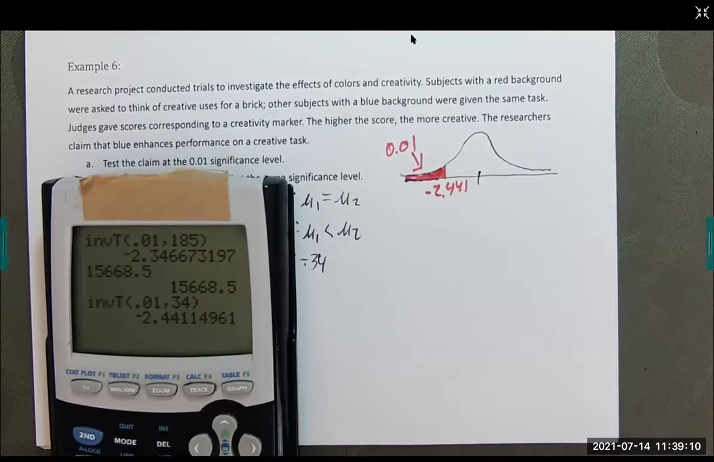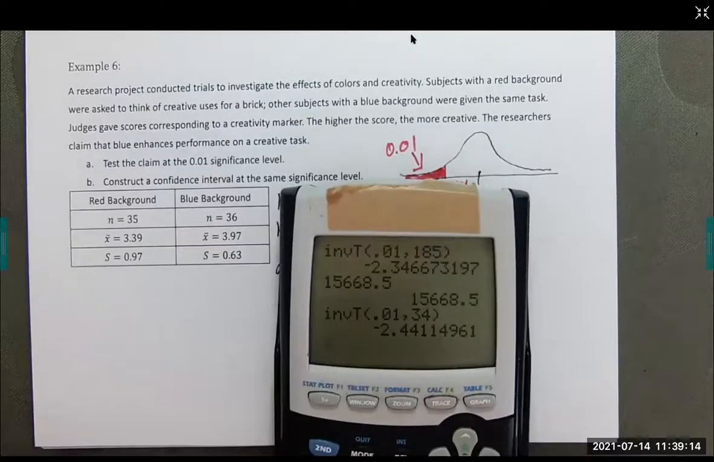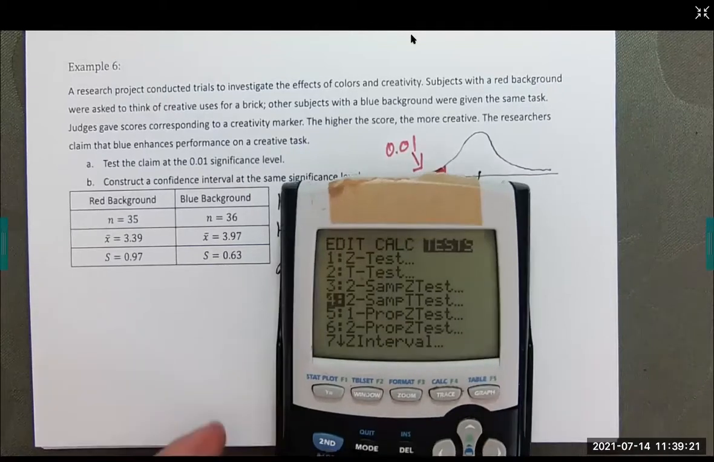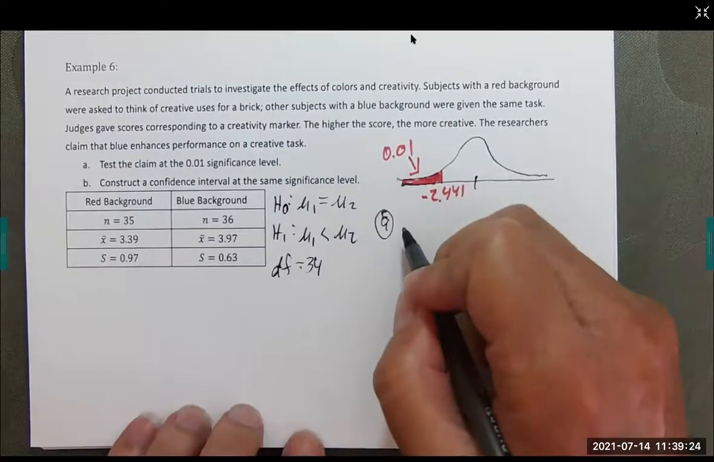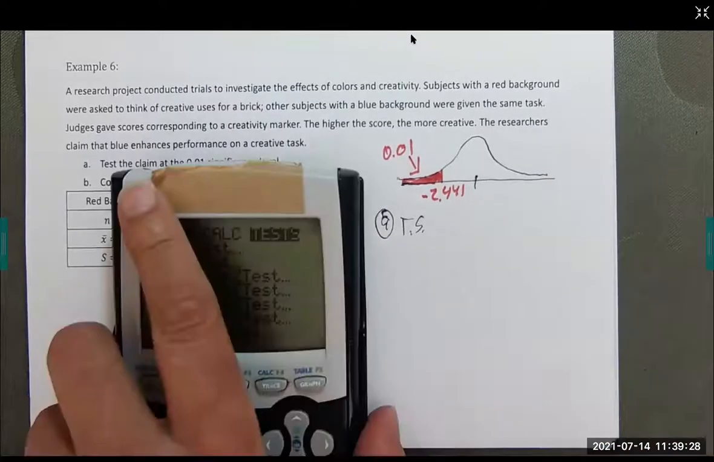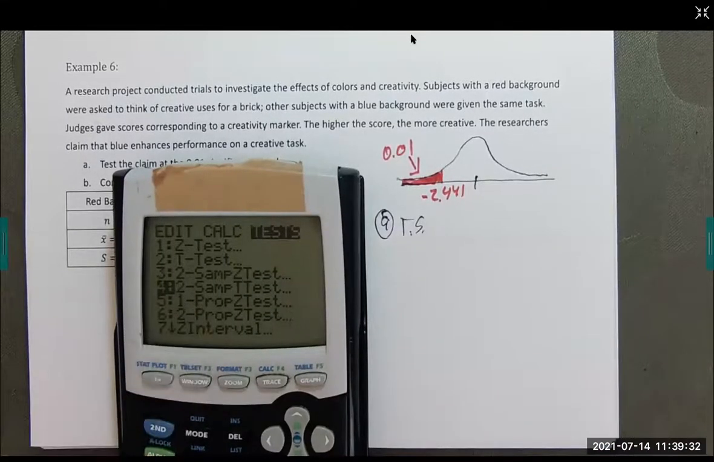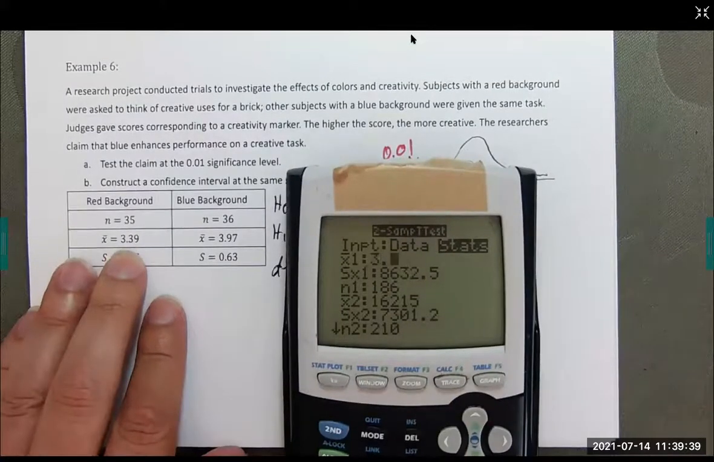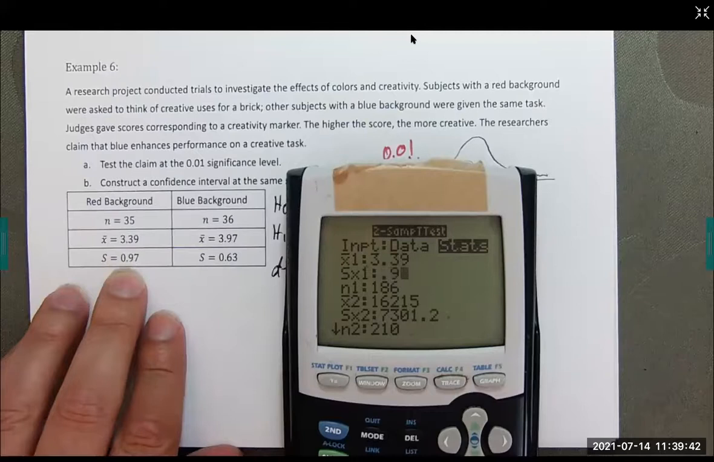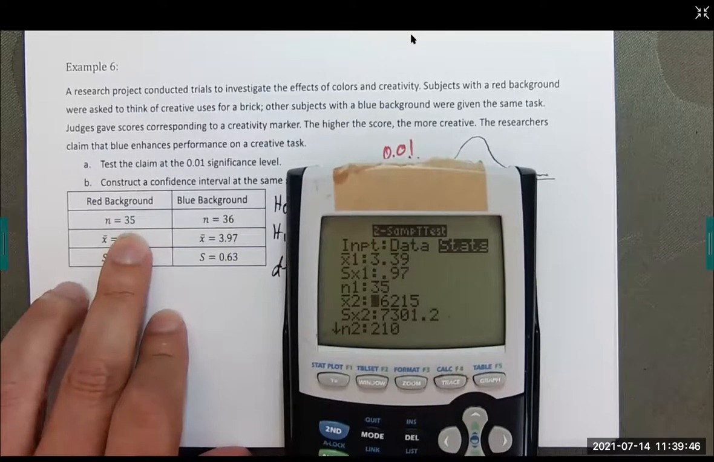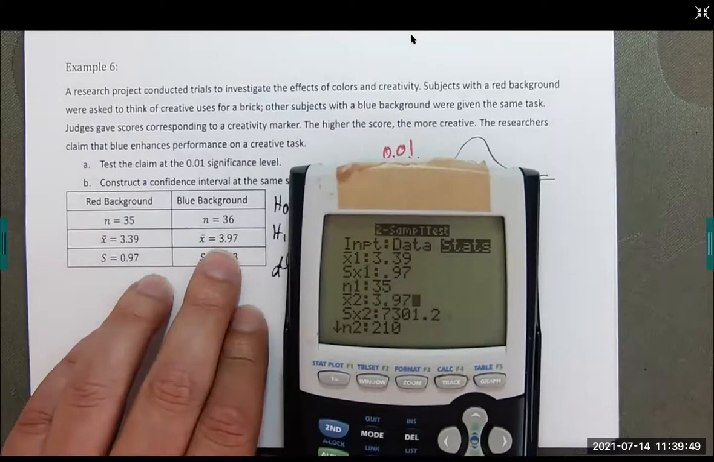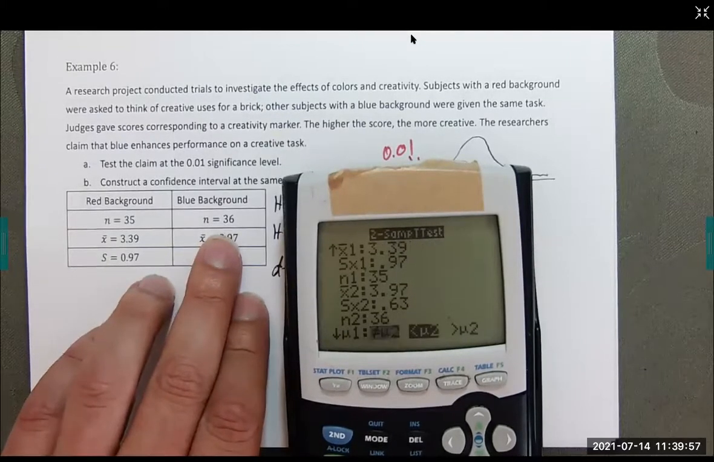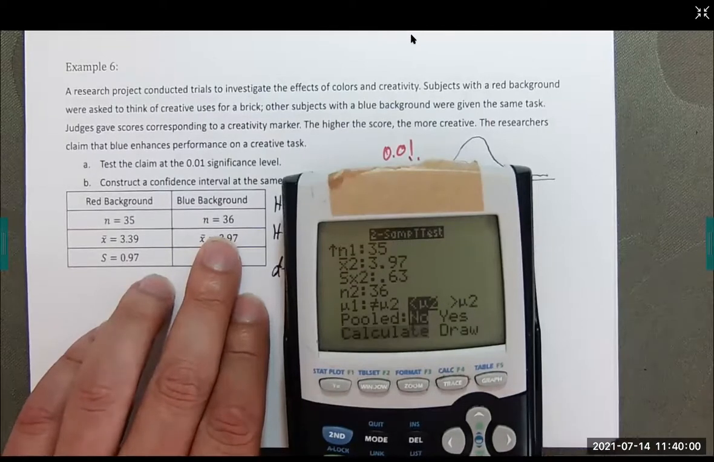So now let's run our test. So this is going to be a 2-sample t test. Oh, I should mark this as, we're now doing part A. So we're going to find the test statistic and the p-value. And again, we're running the 2-sample t test. And we're going to input the data. So our first mean is 3.39, standard deviation 0.97. The first n is 35. Next mean is 3.97, standard deviation 0.63, and second n is 36. This is once again a less than. We are not pooled. We're going to calculate. So let's see what we get.